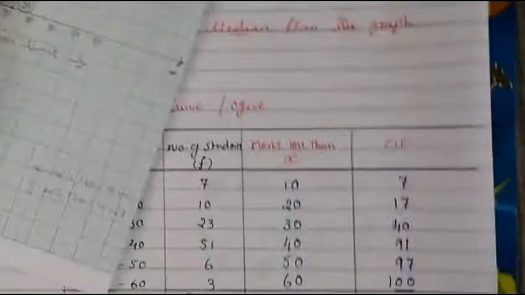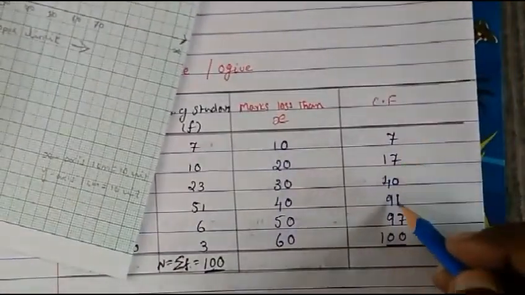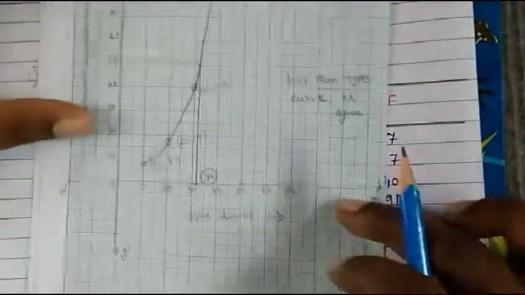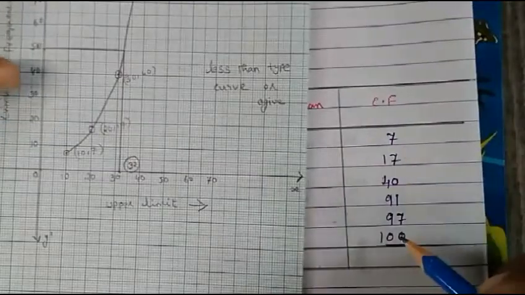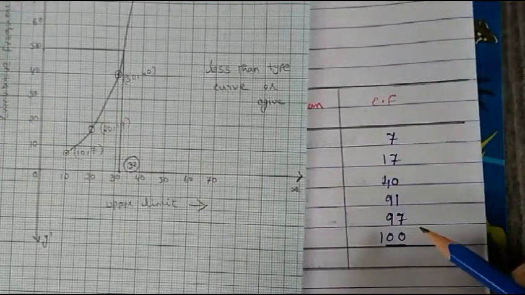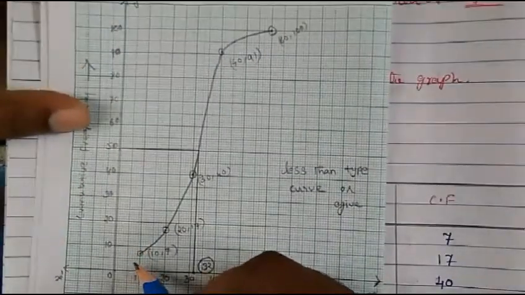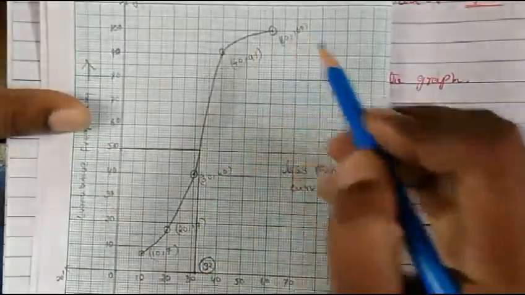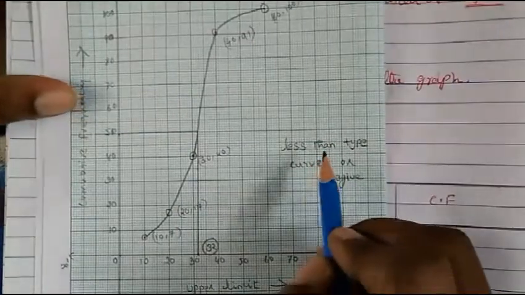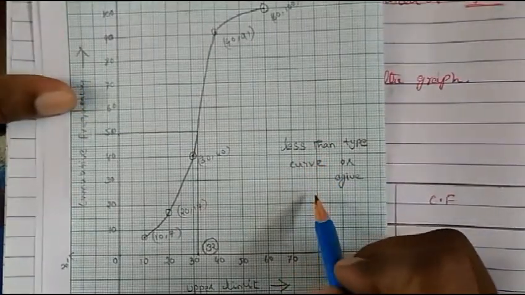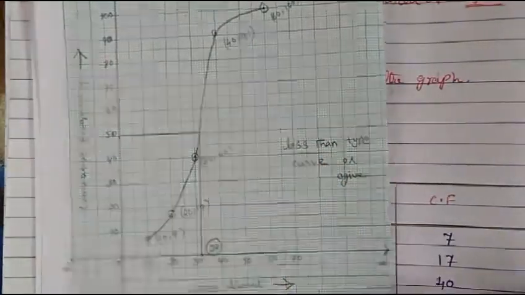If you see the cumulative frequency also, it is an increasing type. It is increasing, so based on this you can say whether it is less than or more than. When it is increasing from down, then you have to recognize that this is a less than type curve. Okay, I hope it is clear to you.